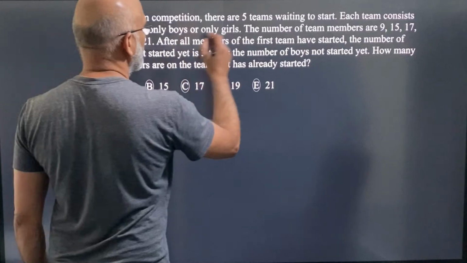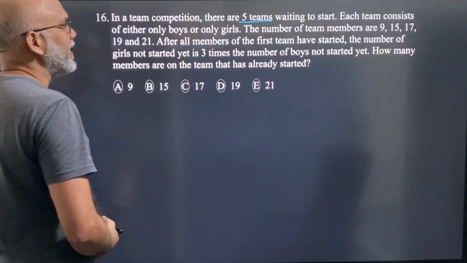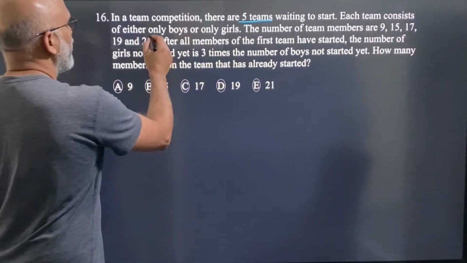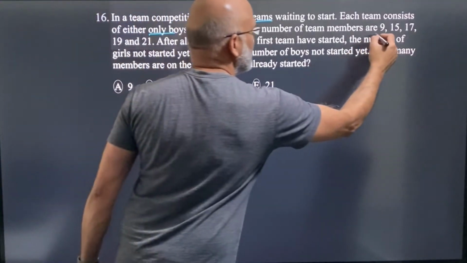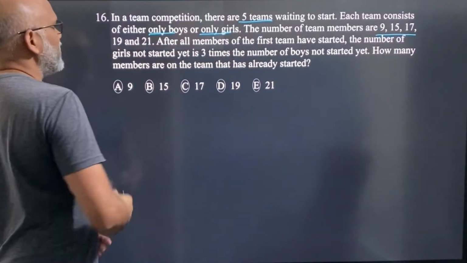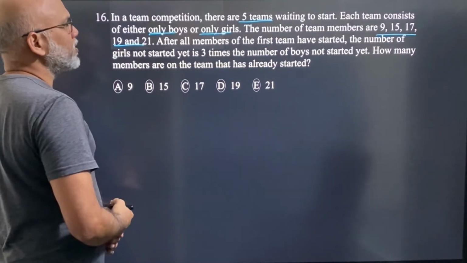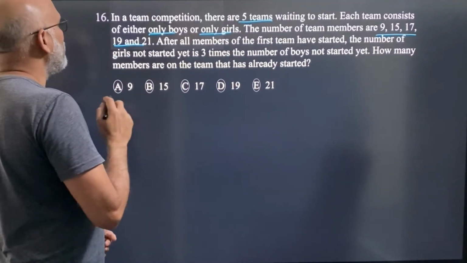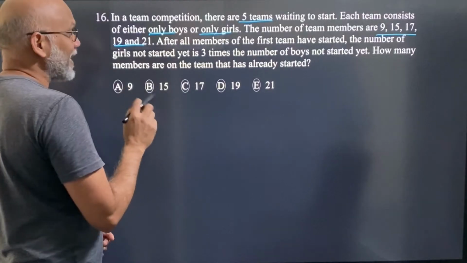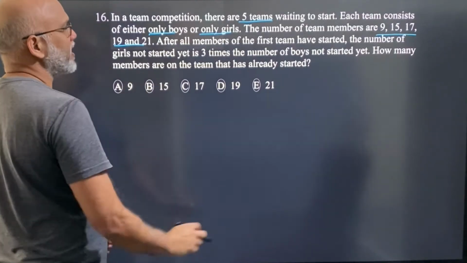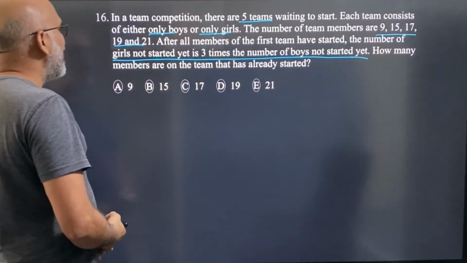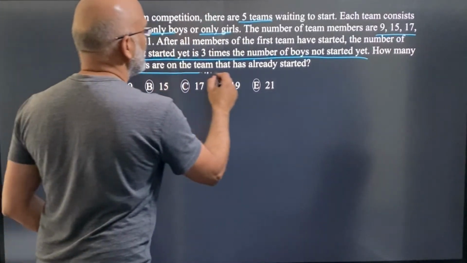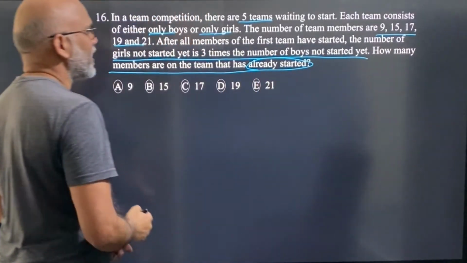In a team competition, there are 5 teams waiting to start. Each team consists of either only boys or only girls. The number of team members are 9, 15, 17, 19, and 21. After all members of first team have started, the number of girls not started yet is 3 times the number of boys not started yet. All right, girls not started yet is 3 times the boys not started yet. How many members are on the team that have already started?